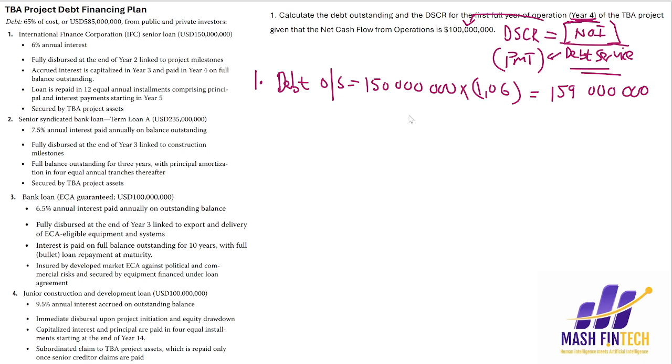This is the balance outstanding, which means in year 4, the debt service would then be equal to this amount, 159 million, multiplied by the 6%. And this should give you an answer of 9,540,000 is the debt service for year 4.